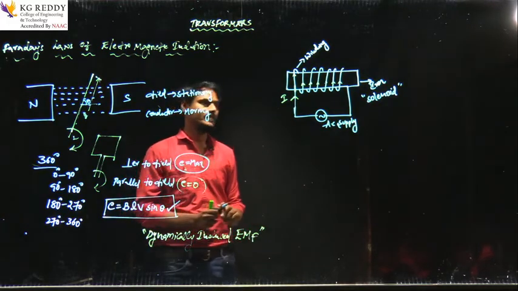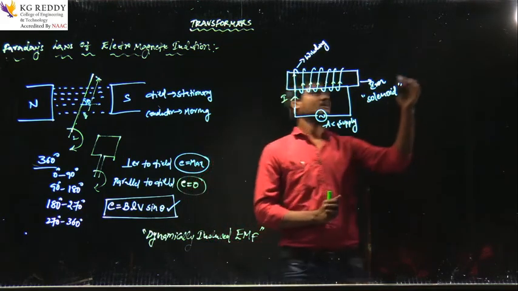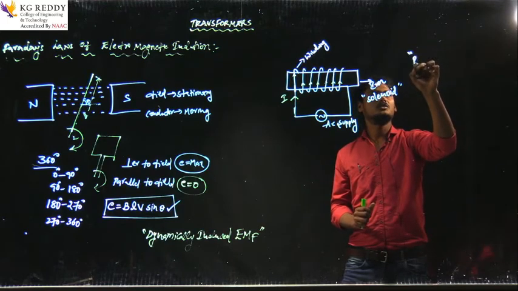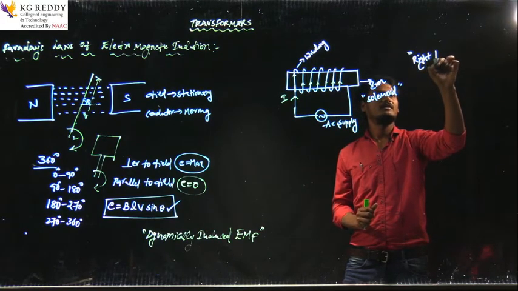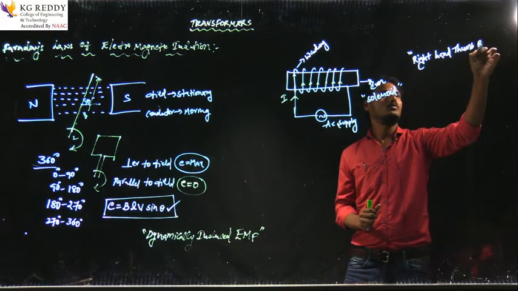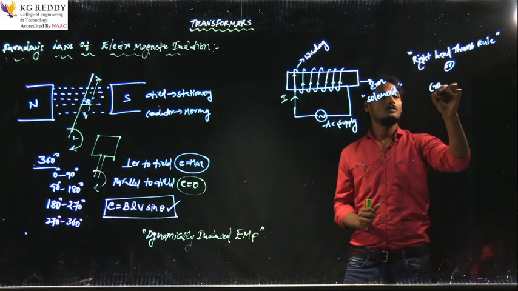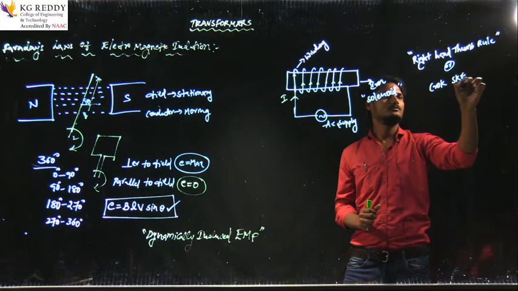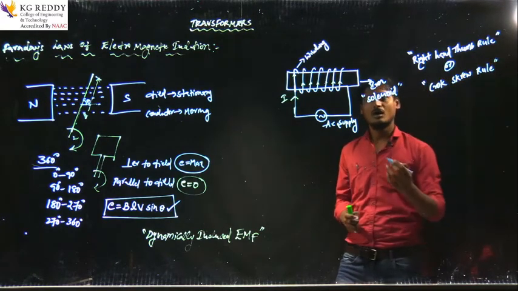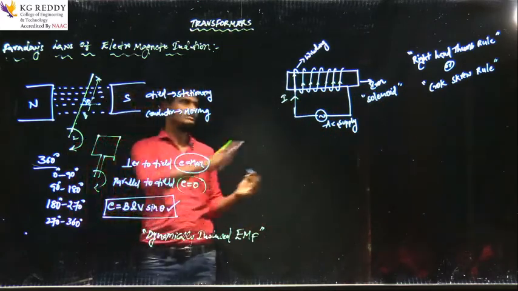In which direction is the flux established across this winding? So, let me tell you one thing, there is one rule. We can use two rules here, one is the right hand thumb rule, or the corkscrew rule. With the help of these two, we can find the direction of flux, or else we can find out the direction of current also. Okay, with the help of these two rules.